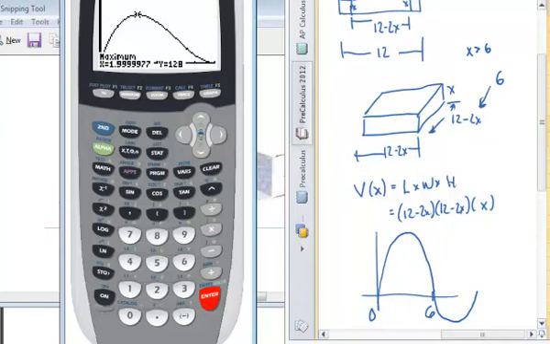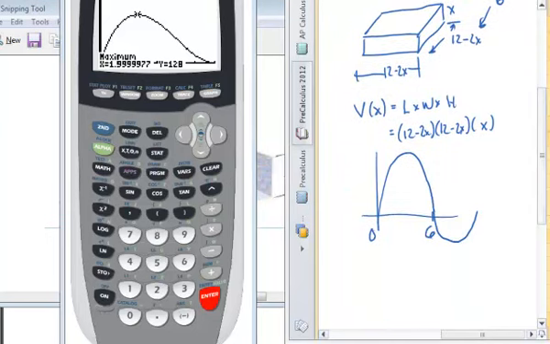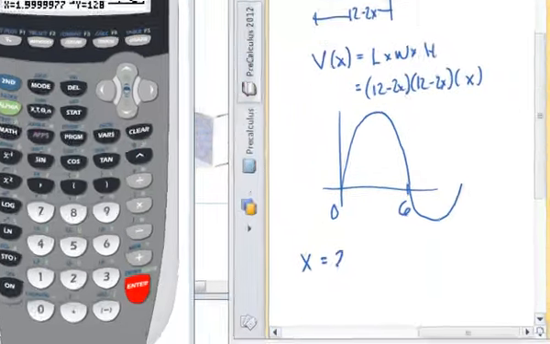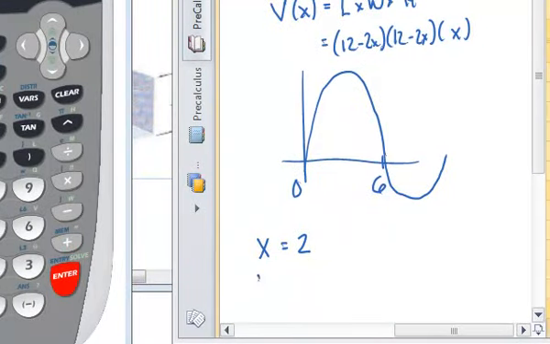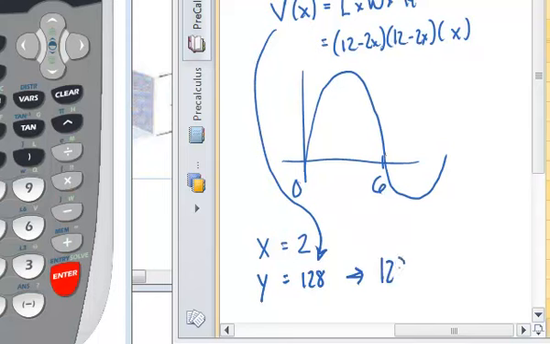parameter, which would be for the height, says that if x is equal to 2, then my y value will be equal to 128. And remember what the y value is indicating. It's indicating what the volume would be. So you should really answer this question and say that the maximum volume is 128 inches cubed.